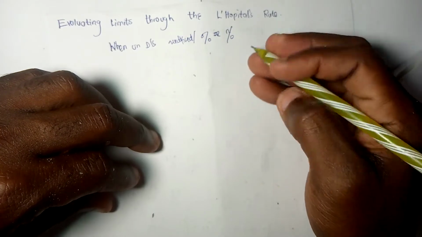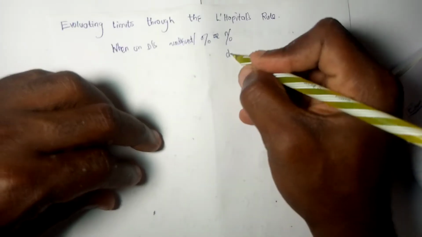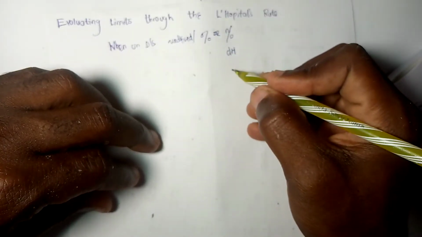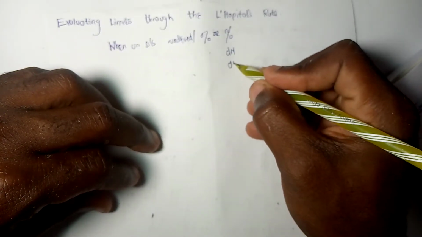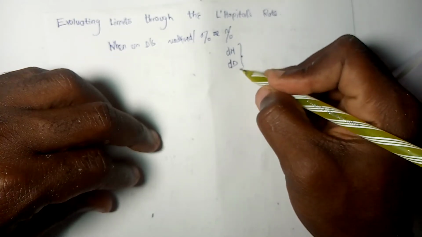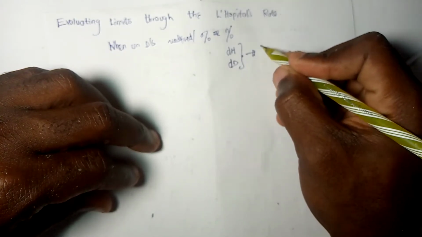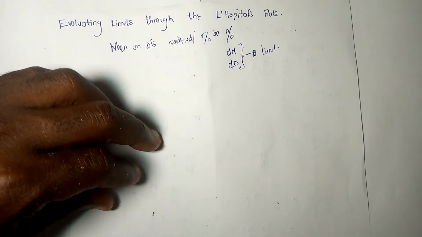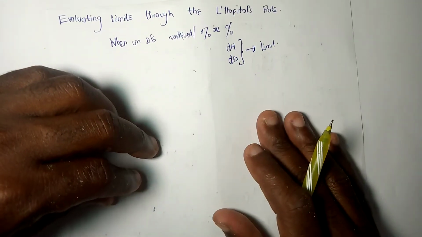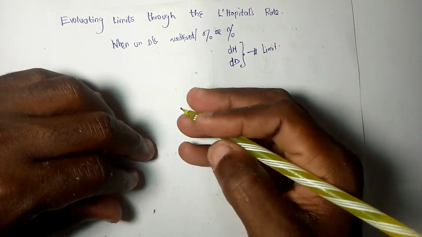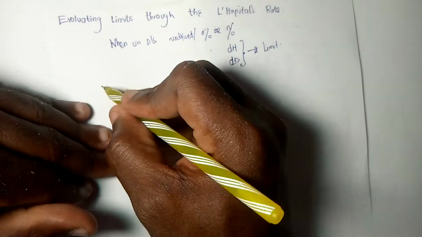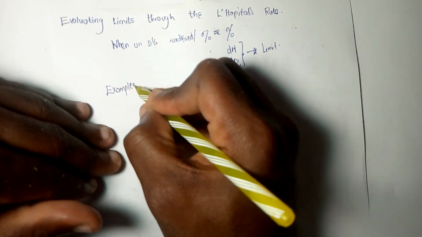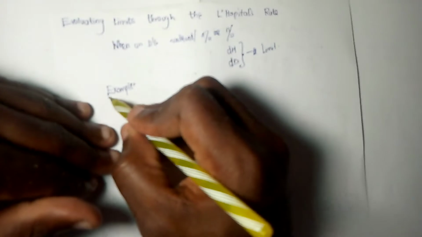L'Hopital's rule requires that you differentiate the numerator and also differentiate the denominator, and subject these derivatives to the limit. And of course, don't worry, because we're going to demonstrate this with an example. The best way to illustrate it is through an example.